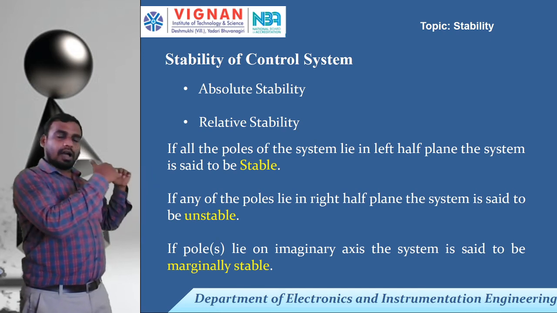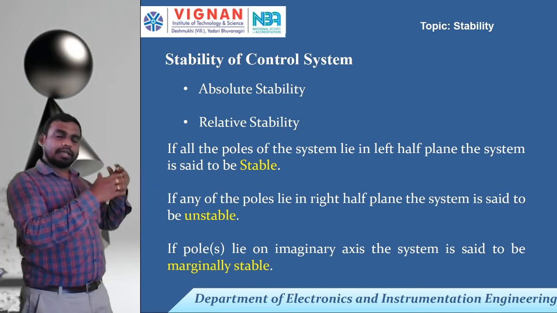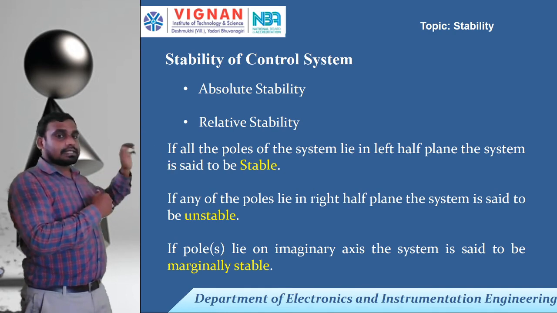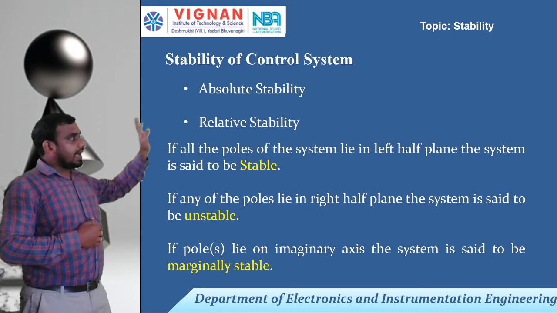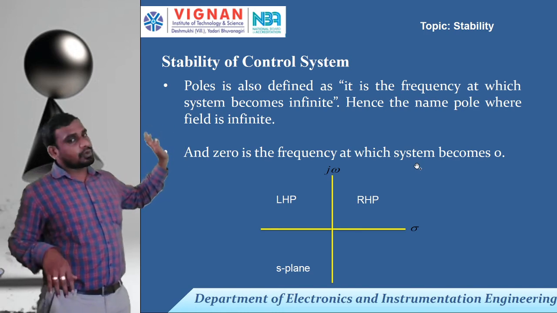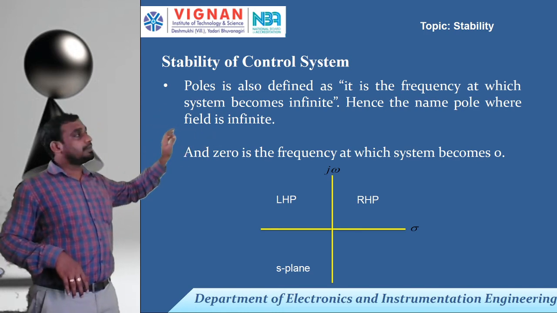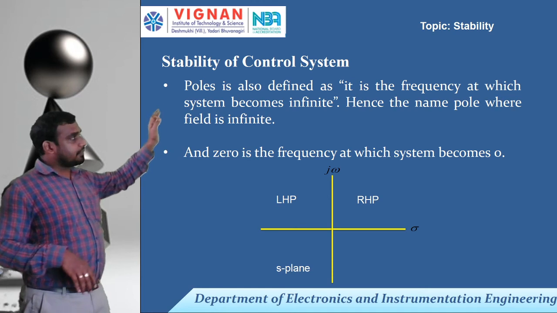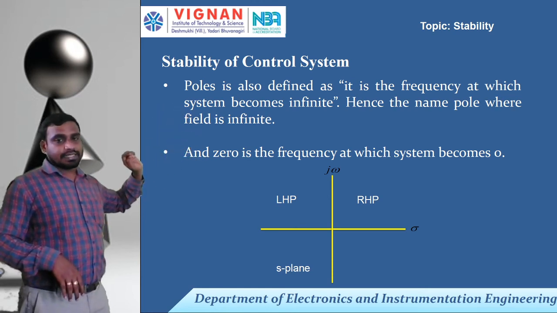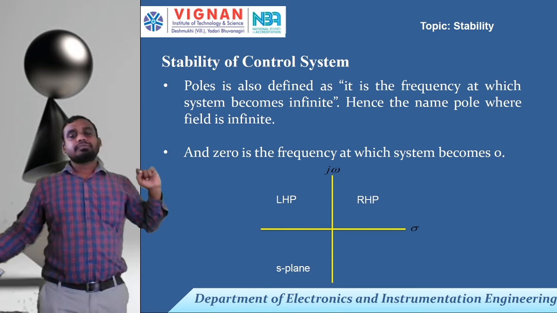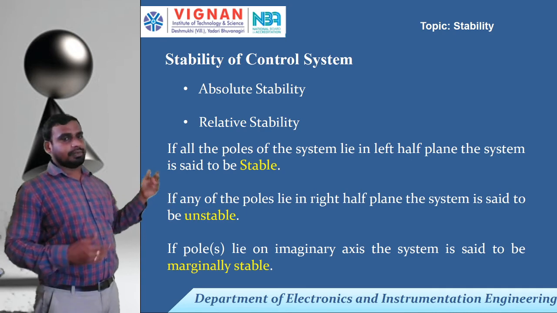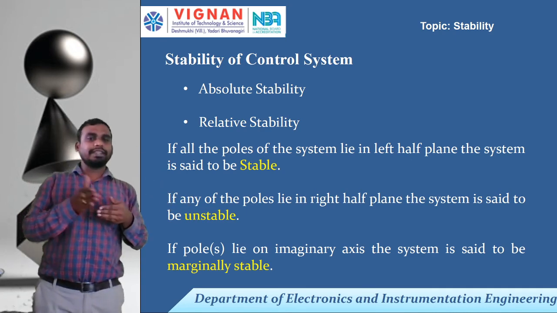If you have more than one pole, and all the poles lie on the left half of the S plane, then the system is said to be stable. If you have poles on the right half of the S plane, the system is said to be unstable. Similarly, if you have a pole on the imaginary axis, it is said to be marginally stable. That is also called the verge of instability.